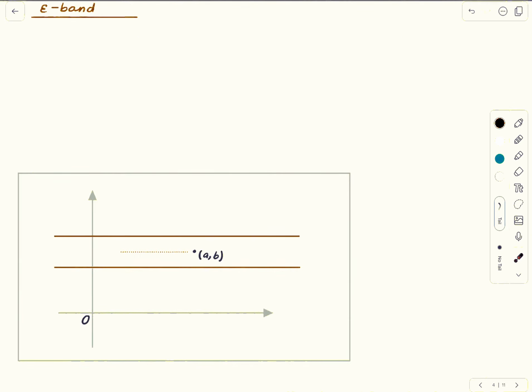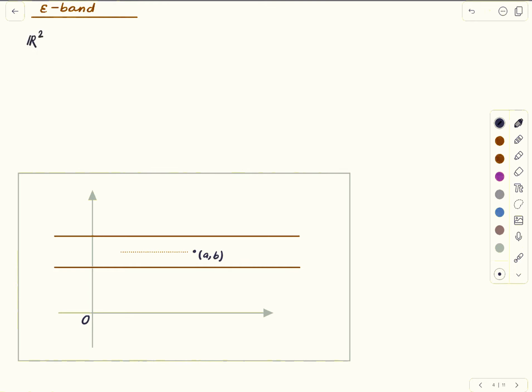So first we will put down some preliminary definition based on which we will give our formal definition of a continuous function. First we will define what I am calling the epsilon band. This is not standard terminology.